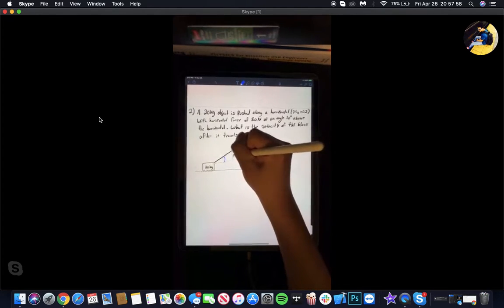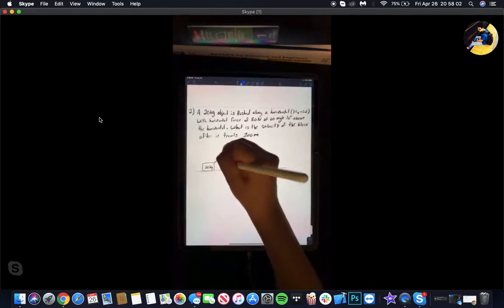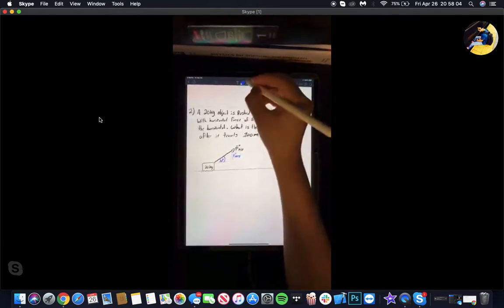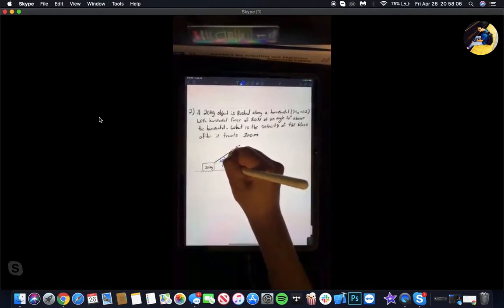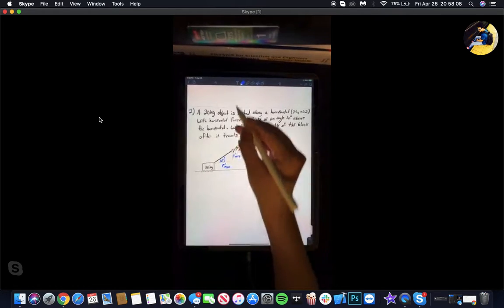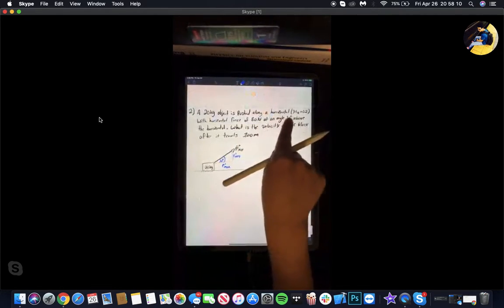So this right here is F applied Y. F applied X. This is 30 degrees. And this is F applied X. Well, you have friction. They told you, see?